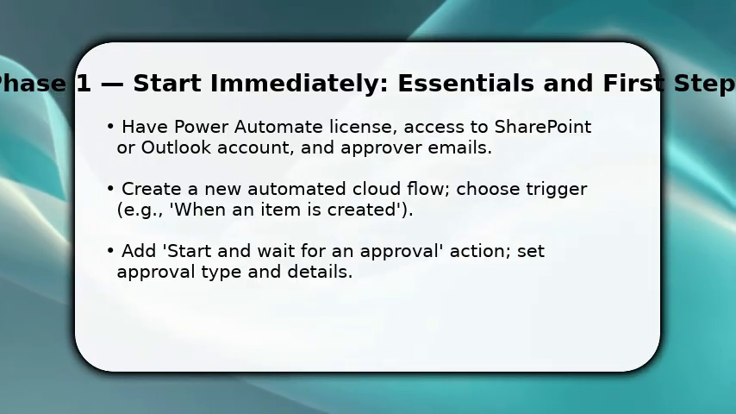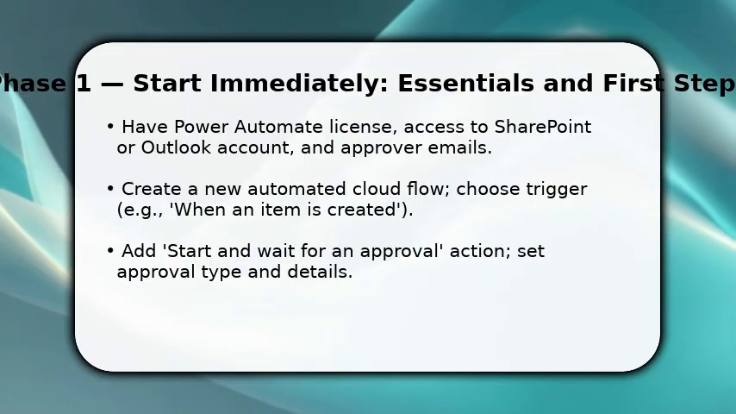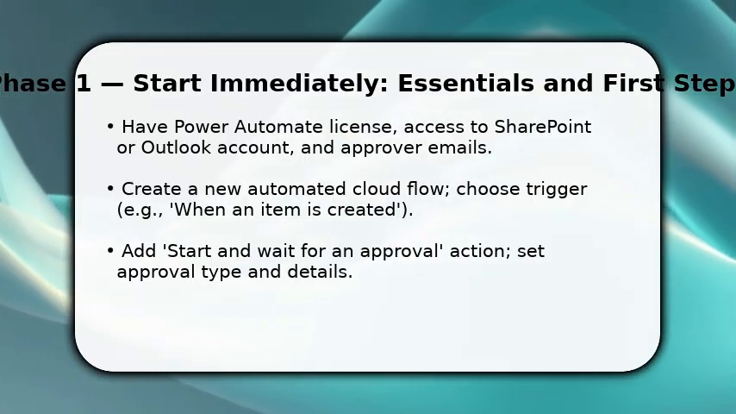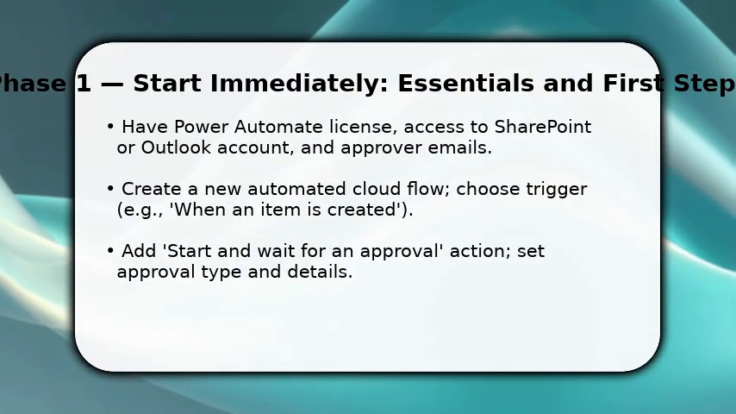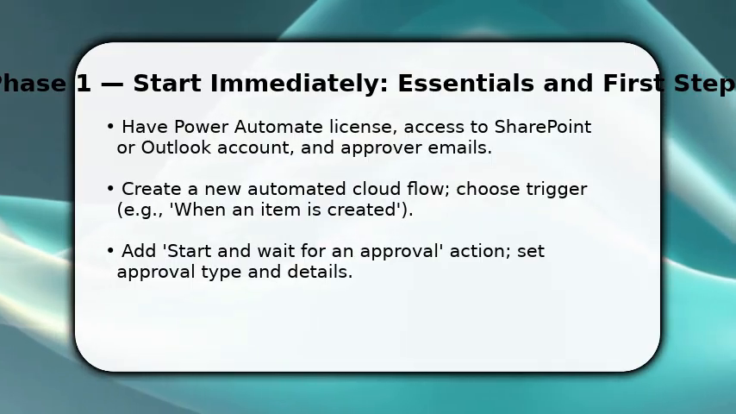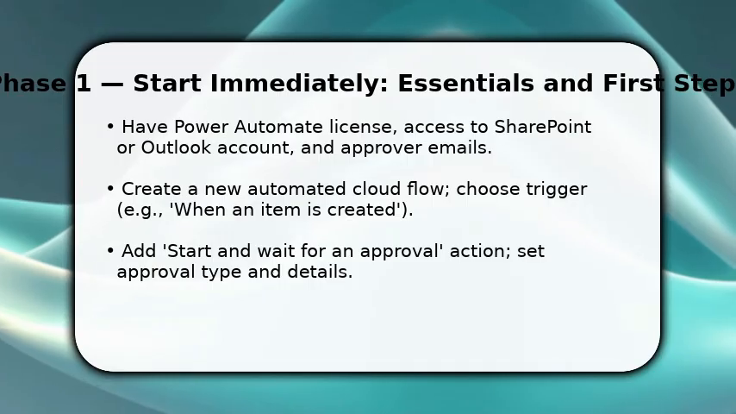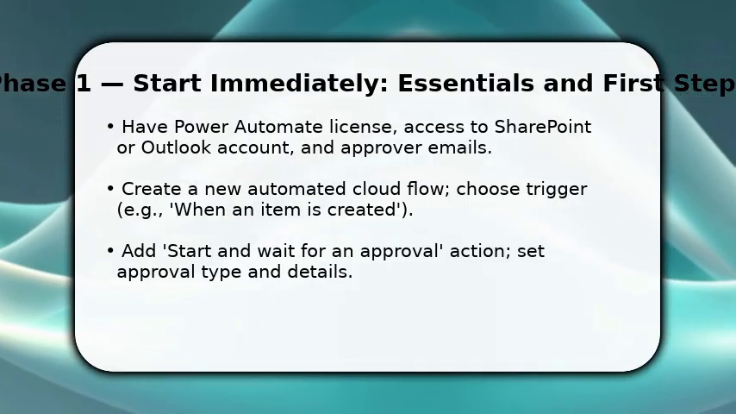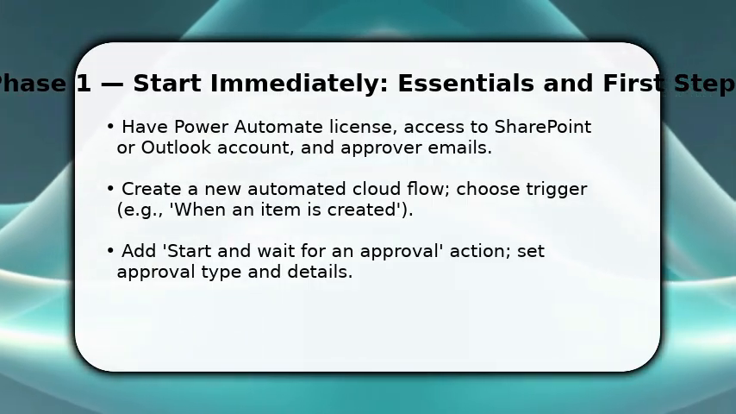This begins the process. Then add the start and wait for an approval action and configure the approval type, title, and details so approvers know what to review. Once done, make sure outputs map to your item fields. This maps responses back into later steps.